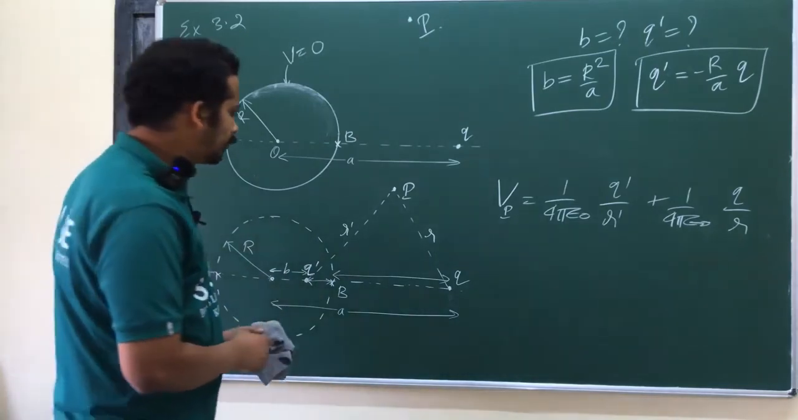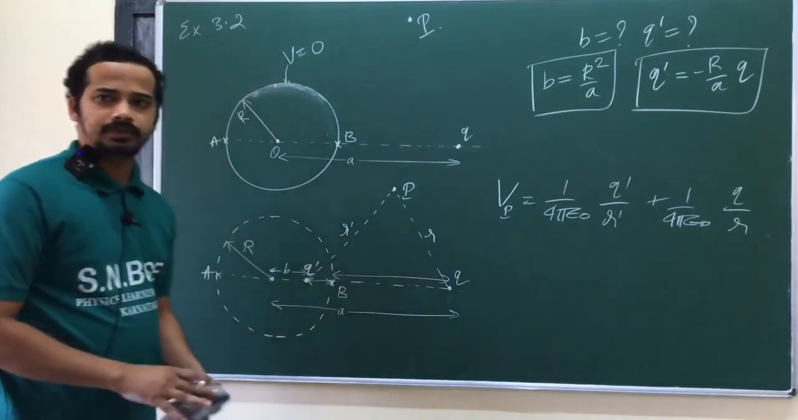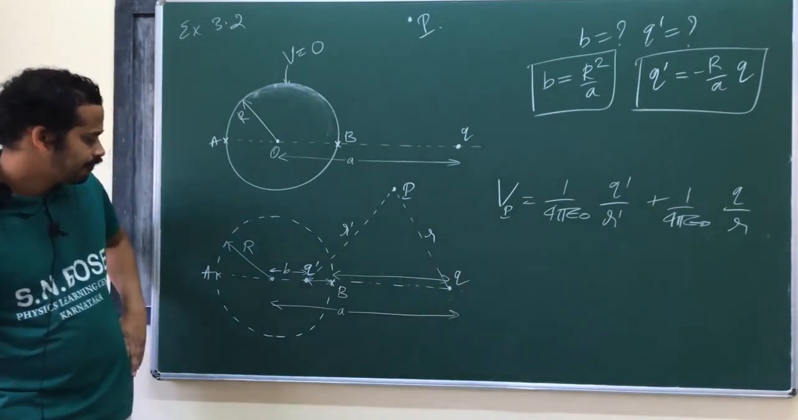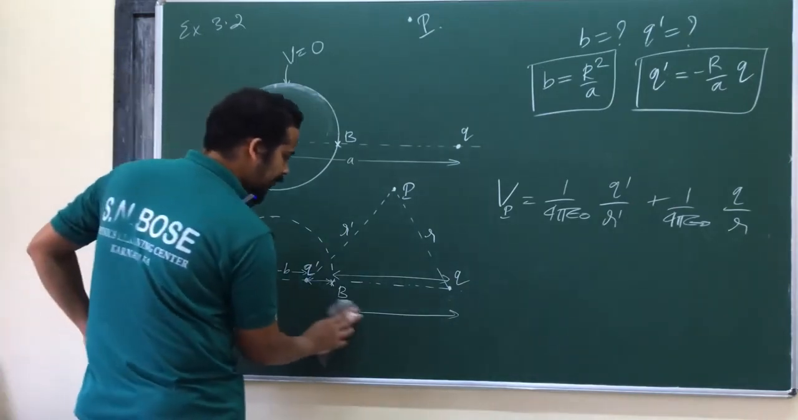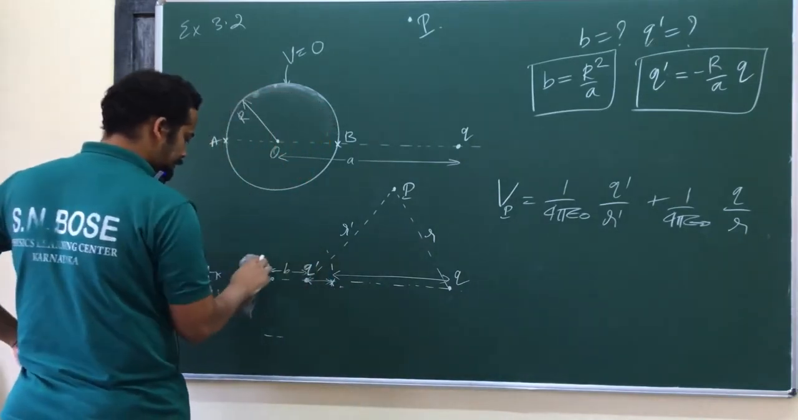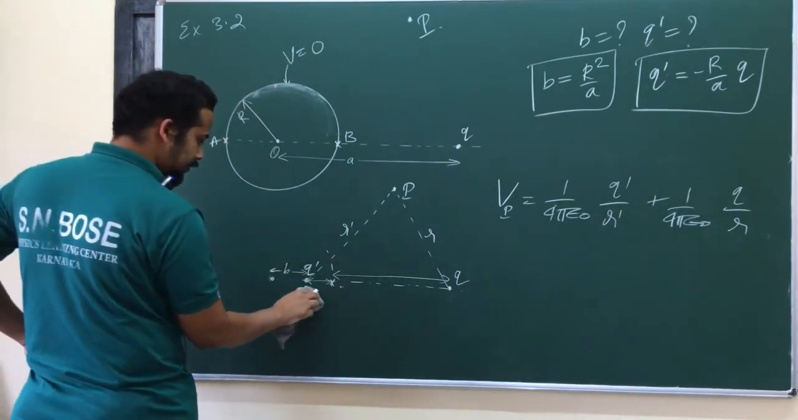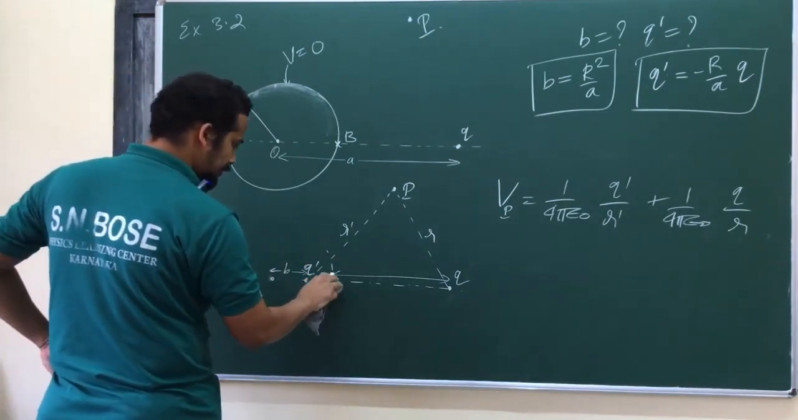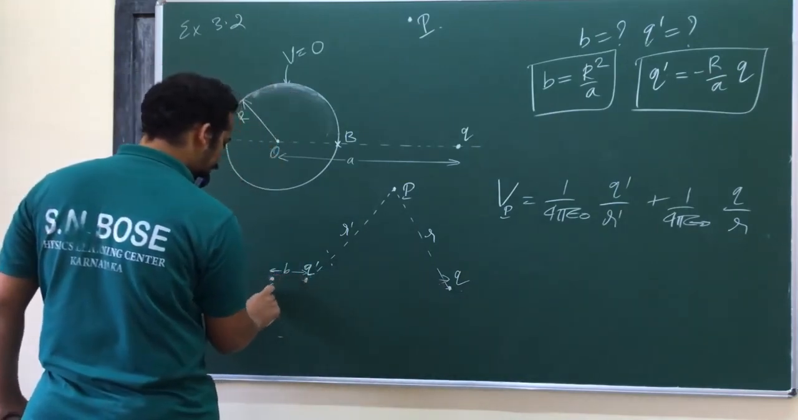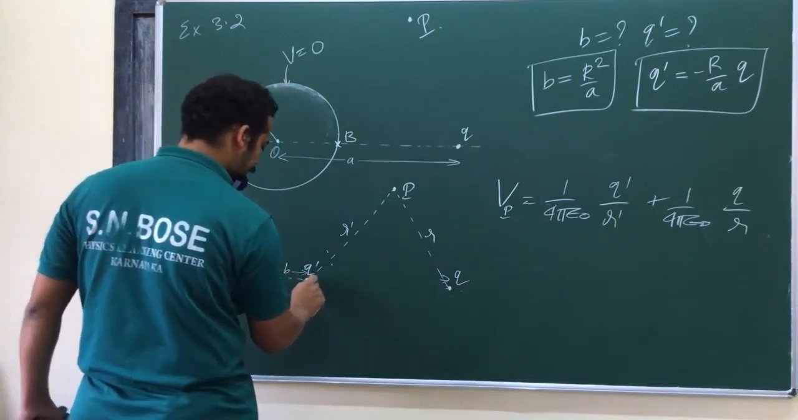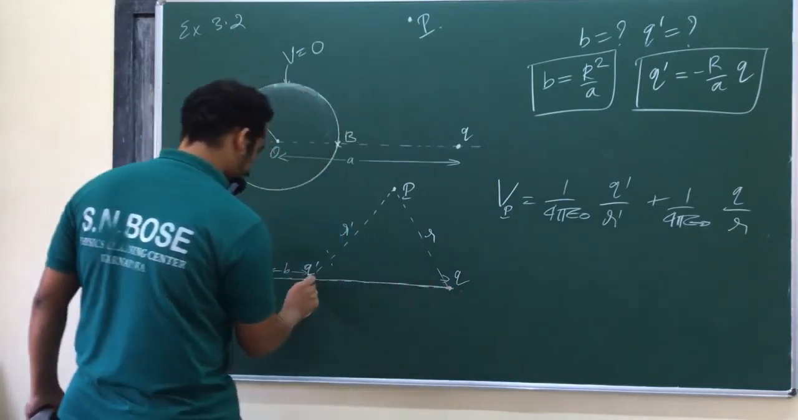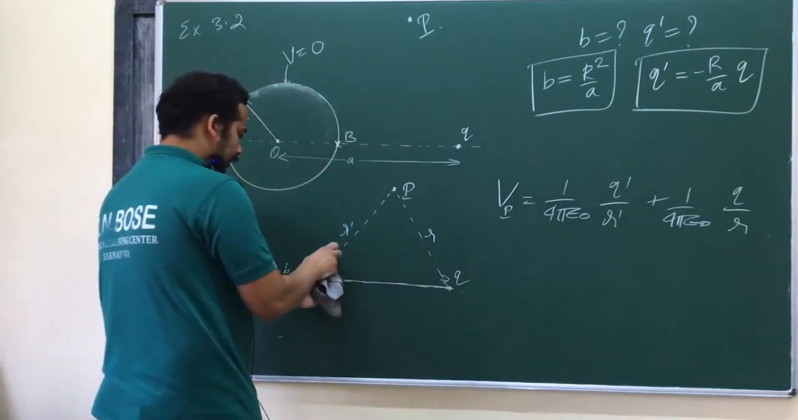Now, can you find the force on this one? How do you find that force? Let me rub out these things, quite distracting. This is B. This is my origin. Let me draw one line here. This is Q prime. This is R prime.